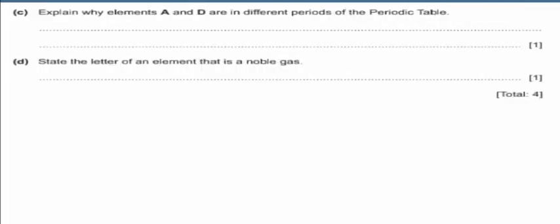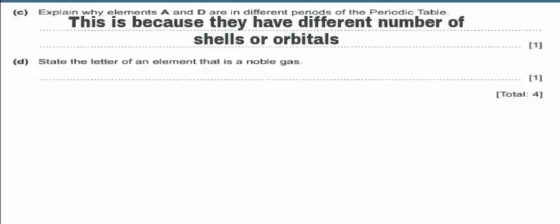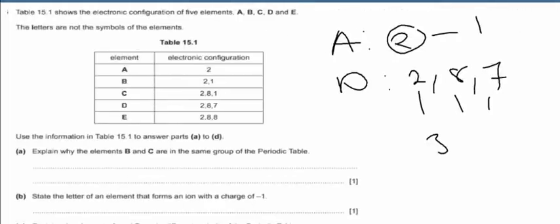Now, the question here is saying explain why elements A and D are in different periods of the periodic table. So we are going to say this is because they have different numbers of shells or orbitals. If you look carefully here, A just has 1 shell, while D has 3 shells. That's the reason why we are saying they have different numbers of shells. So any elements with the same number of shells are going to be found in the same period.